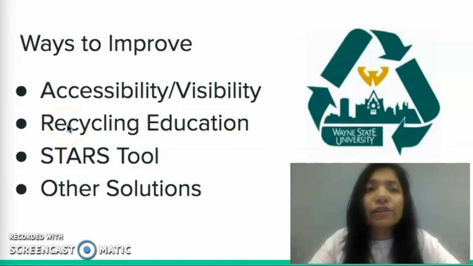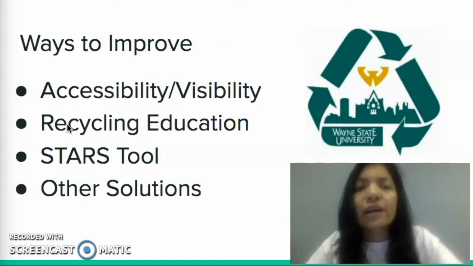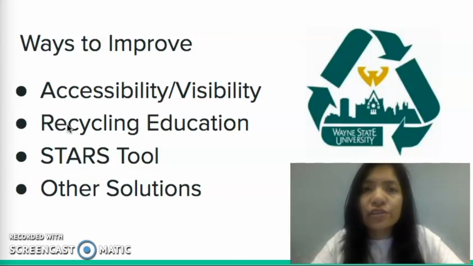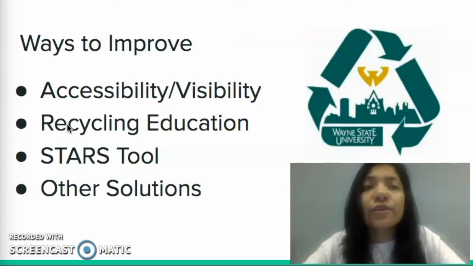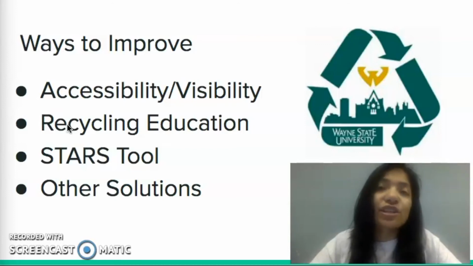Next, we're talking about the STARS tool, which is a sustainability tracking, assessment, and rating system. This tool is used by over 900 universities around the world, and here in the United States, we have about 500 that use this tool. And this tool is a very easy way to track our sustainability goals. We do not have anything currently in place for Wayne State, so I believe that this is a great tool to benchmark where we're at. And this will keep checks and balances on the projects that we have currently undertaken and what we can move forward with. I think that this is a great tool that Wayne State should implement.